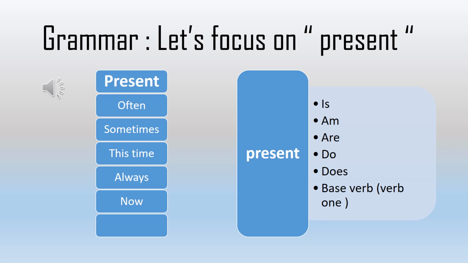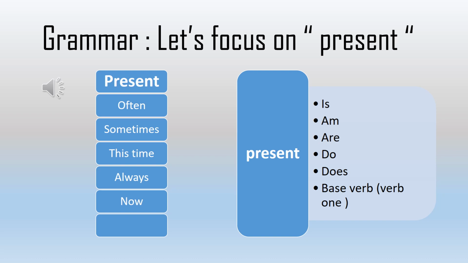Let's focus on simple present tense. The simple present is a verb tense used to talk about conditions or actions happening right now. We have a group of keywords used in the simple present tense. The keywords are often, sometimes, this time, always, and now.